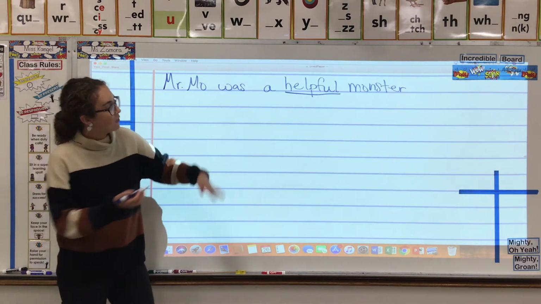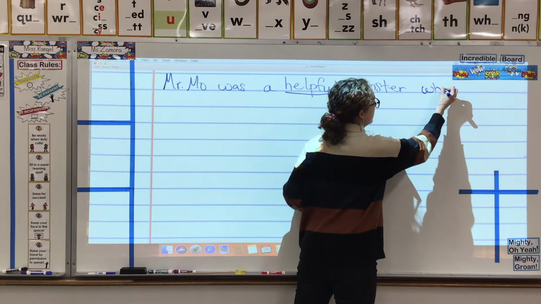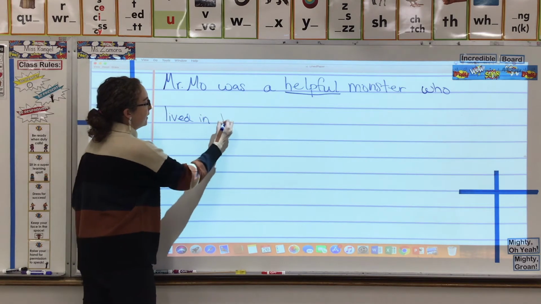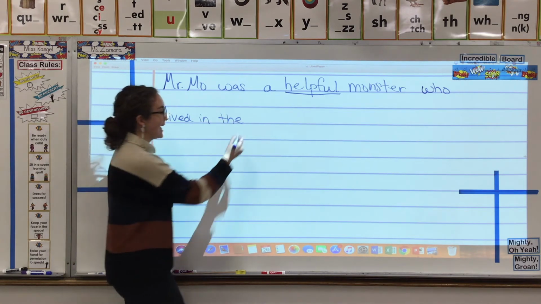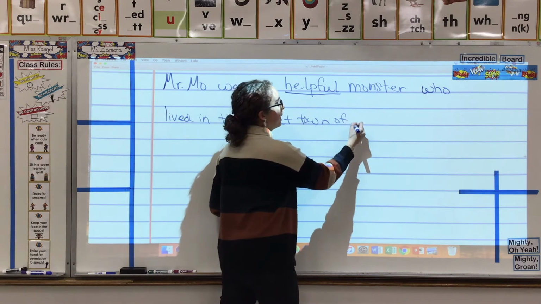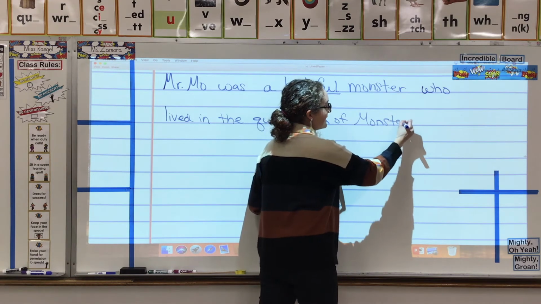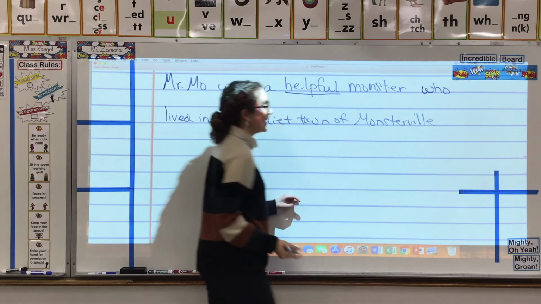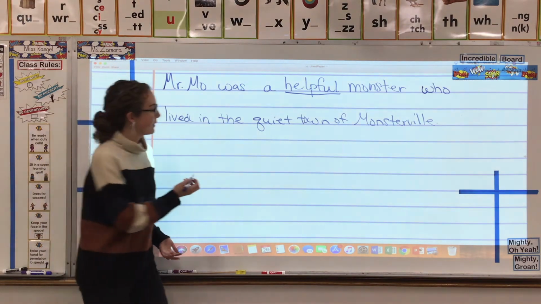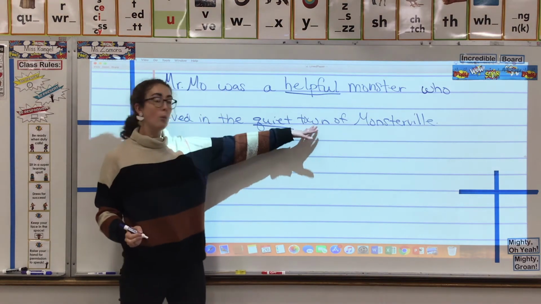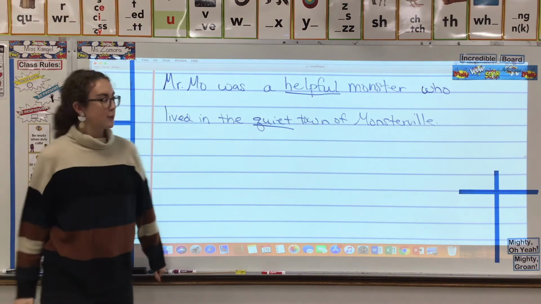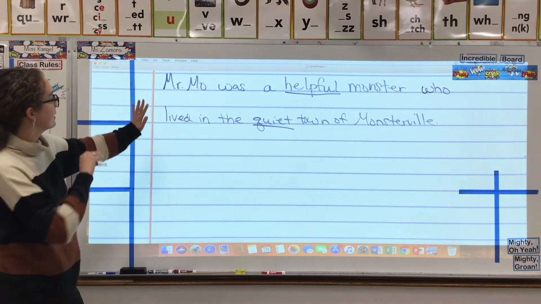Mr. Mo was a helpful monster who lived in the quiet town of Monsterville. That's the name of my setting. It's a made-up place, but I was creating this place is called Monsterville. And I made sure to describe what kind of town was it. It was a quiet town. So, let's read my first sentence. It says, Mr.